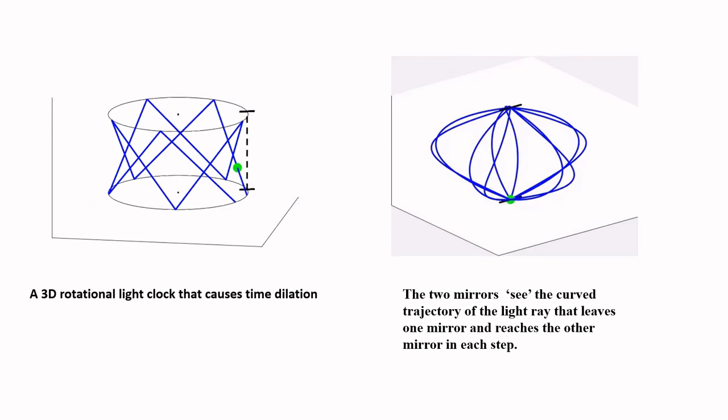Here it shows a three-dimensional rotational light clock that causes time dilation. Compared to the stationary light clock, the photon has to travel longer in each step, leaving from one mirror and reaching the other mirror. This longer trajectory causes time dilation. In the right side video, it shows that the two mirrors see the curved trajectory of the light ray. The light ray leaves one mirror and reaches the other mirror in each step. So here we show that the two mirrors see light bending phenomena.